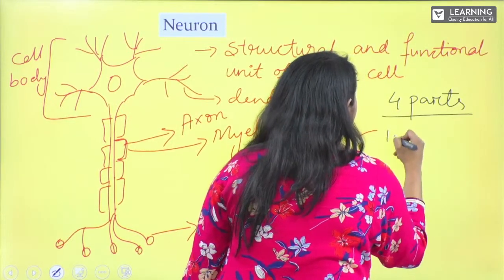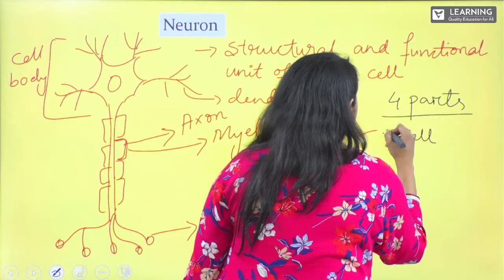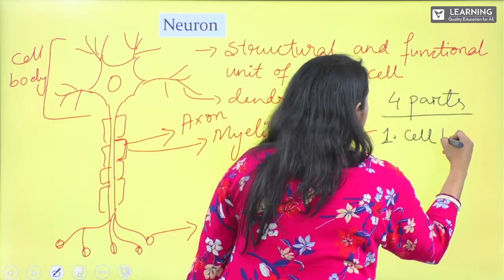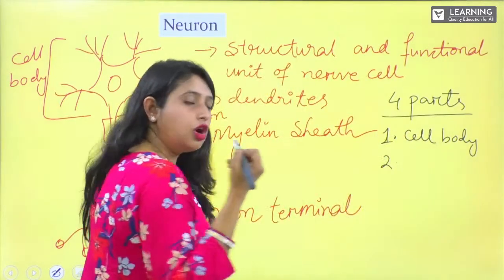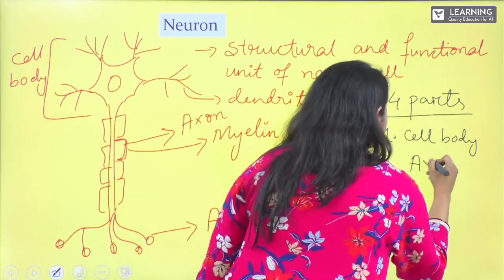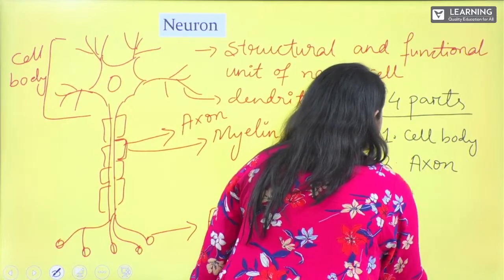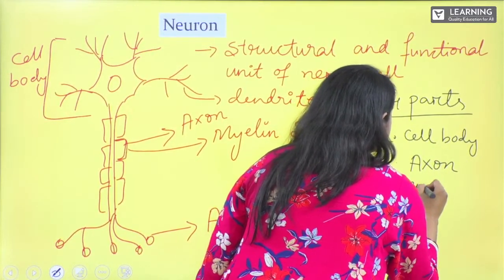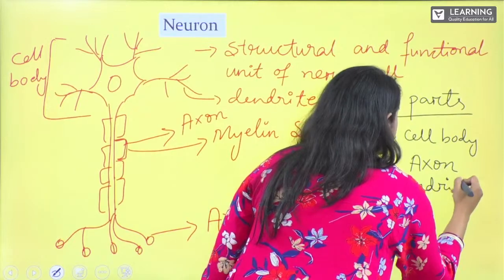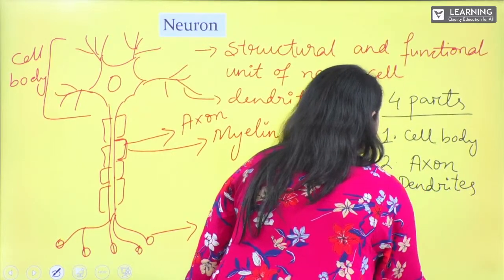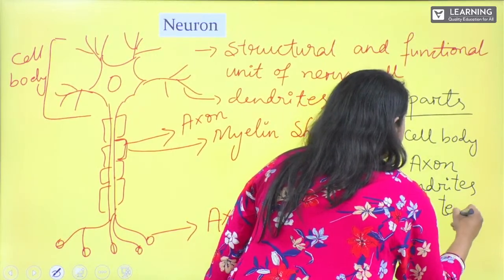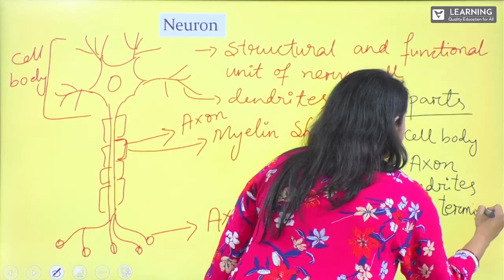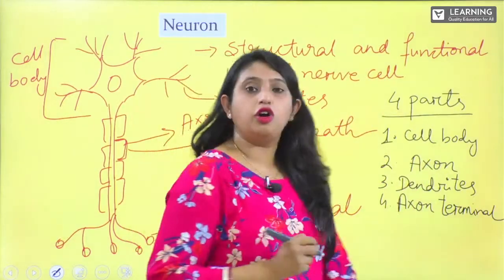What are the 4 parts? The 4 parts are: number 1, cell body; number 2, axon; number 3, dendrites; and the last one is the axon terminal. So these are the 4 parts of the neuron.